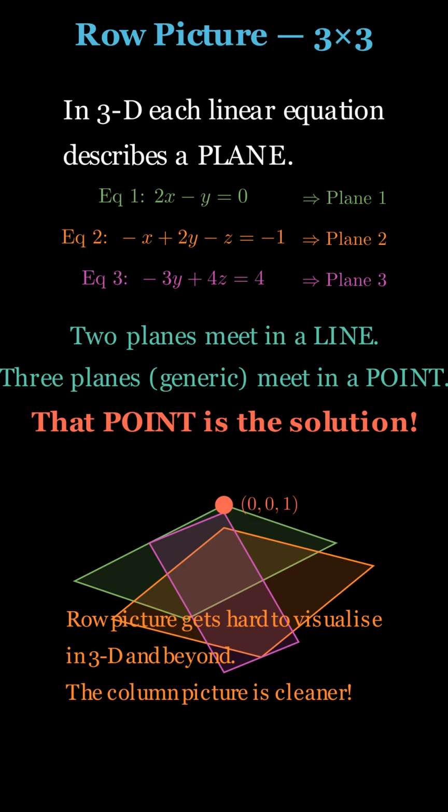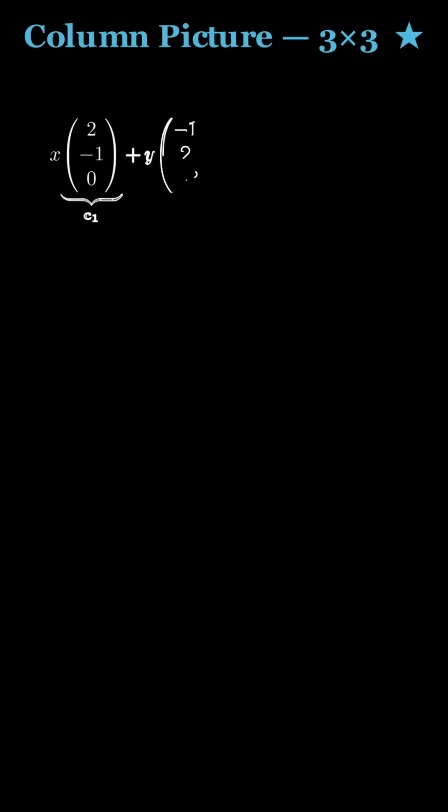For our example, the three planes meet at x equals 0, y equals 0, z equals 1. However, you can see that the row picture becomes hard to visualize in 3 dimensions, and nearly impossible in 4 or more. That is why Professor Michael prefers the column picture. Now the column picture for the 3 by 3 system.